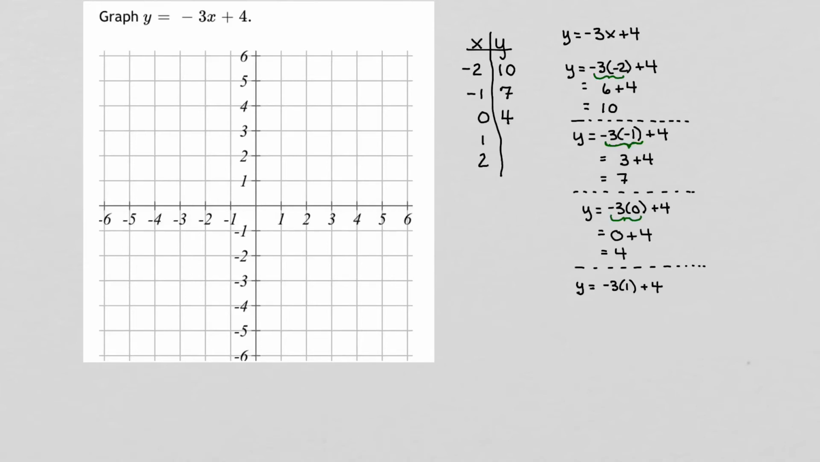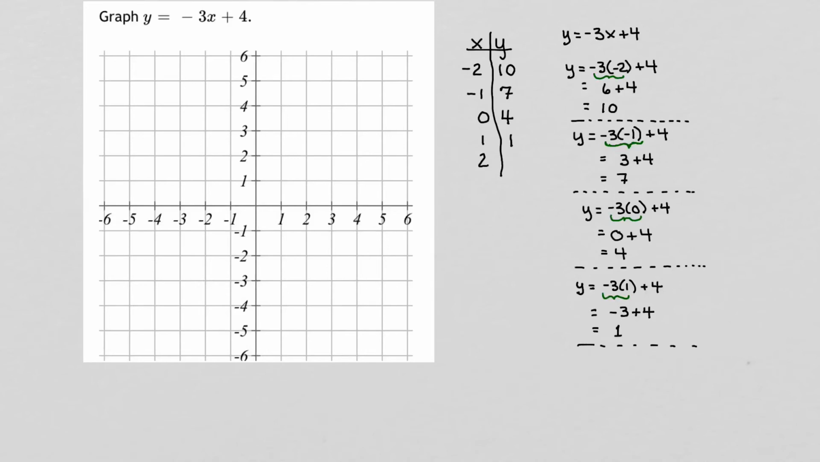All right, so now let's let x be 1. Again, we multiply first, so I have negative 3 times a positive 1, and a negative times a positive is a negative, so that's negative 3 plus 4. Negative 3 plus 4 is the same thing as 4 minus 3. That's equal to positive 1. So 1 maps to 1.